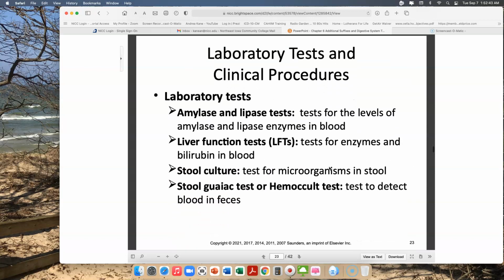All right, moving on to lab tests and clinical procedures. Some of the ones you'll see that are commonly done include amylase and lipase tests, where they're looking at the levels of those enzymes in the blood. Liver function tests, also known as LFTs, test for enzymes and bilirubin in blood. Stool cultures look for microorganisms in stool. Stool guaiac tests or hemoccult tests, mostly known as hemoccult. What they're doing is trying to detect blood in feces.